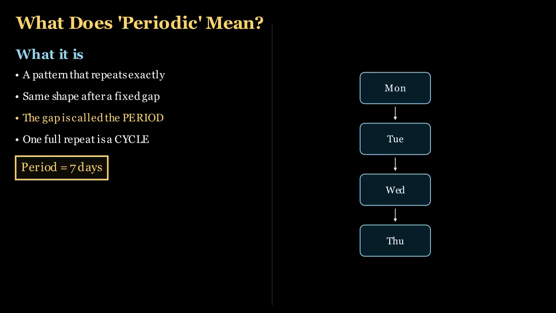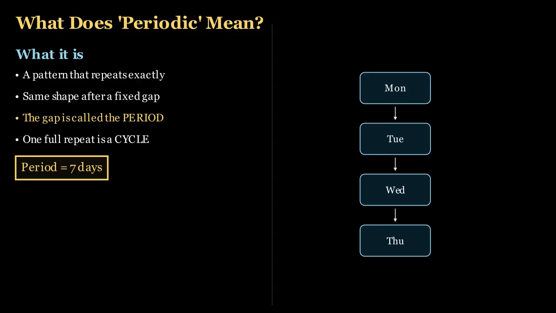The length of that repeating block is called the period. For the days of the week, the period is 7 days. One complete run through the pattern, from Monday to Sunday, is called a cycle. A periodic function is just a mathematical version of this idea, a graph that copies the same shape again and again, forever, with a fixed gap between copies.